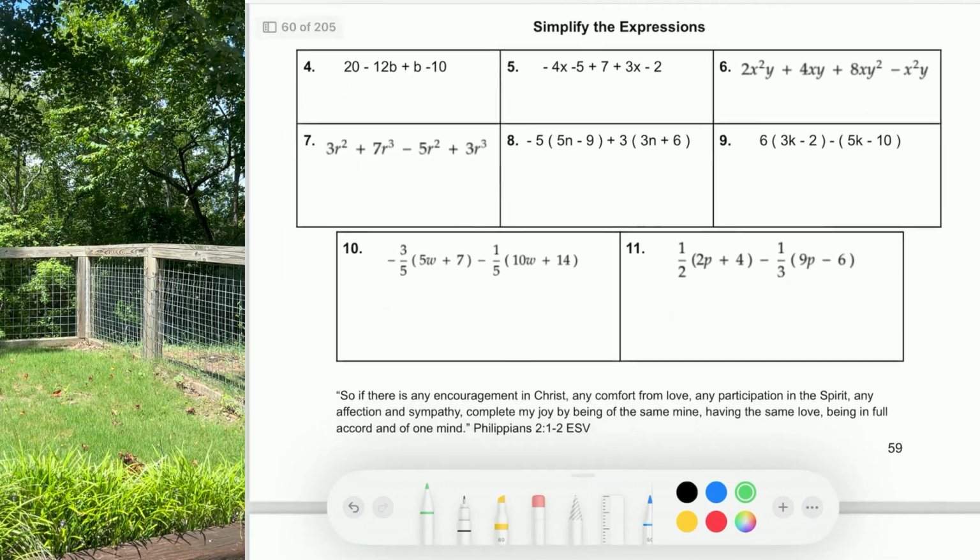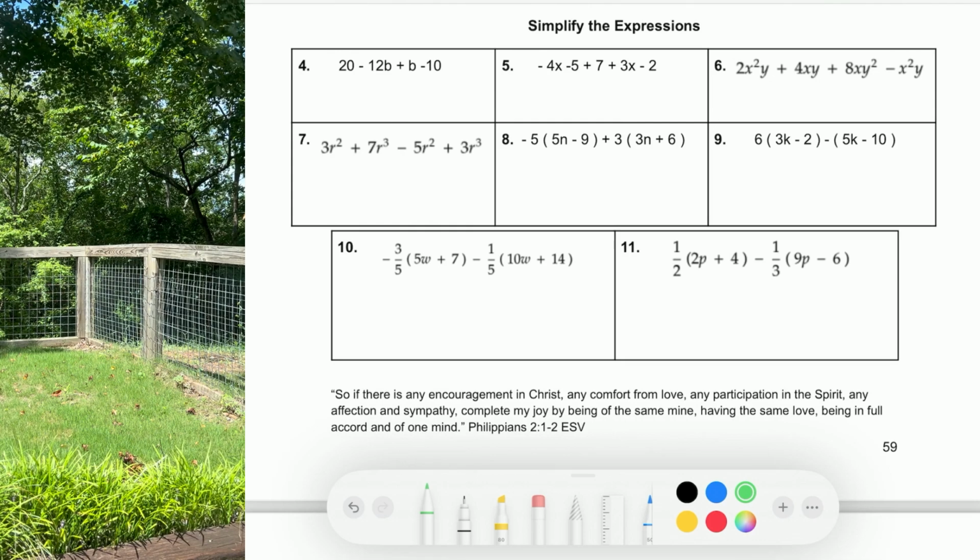Now let's look at simplifying expressions. So remember, the first step is to find our like terms. I noticed that my 20 and my minus 10 are the same. They don't have a variable with them. I also notice my minus 12b is a like term with my single b here.